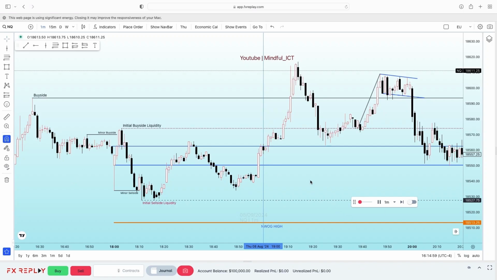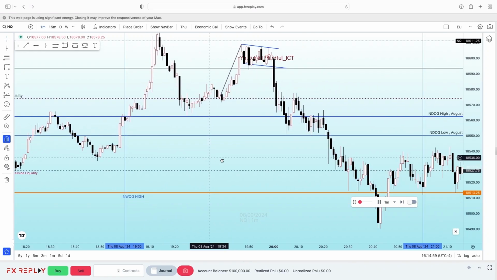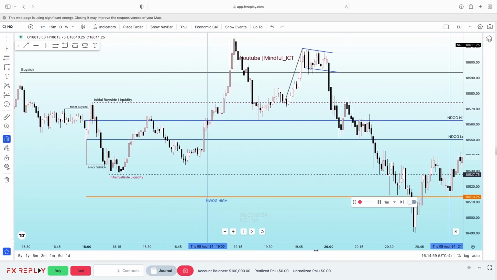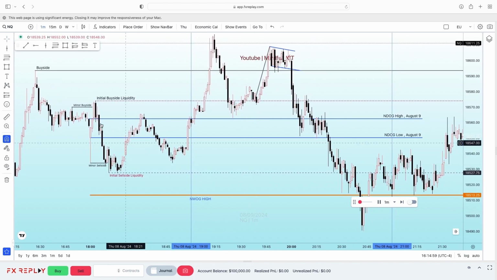In this lecture, ICT teaches us how to approach trading during the Asian session, which runs from 7 p.m. to 9 p.m. Let's break this down step by step. We begin with the 5 o'clock candle close, followed by the 6 o'clock candle. The difference between these two candles represents the new day opening gap.